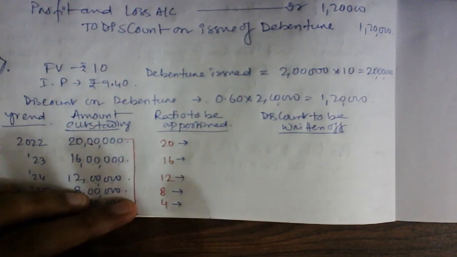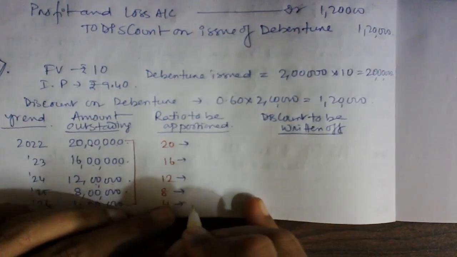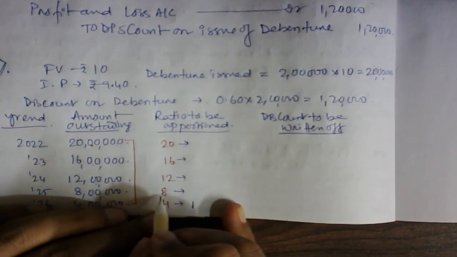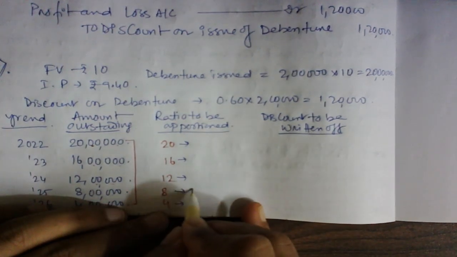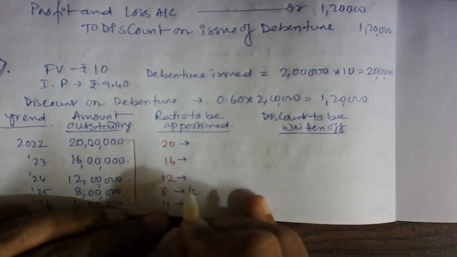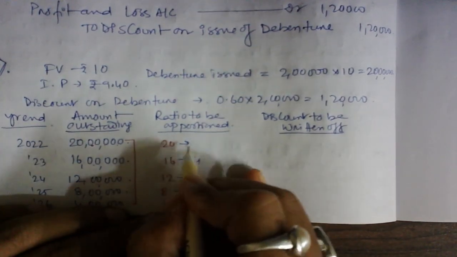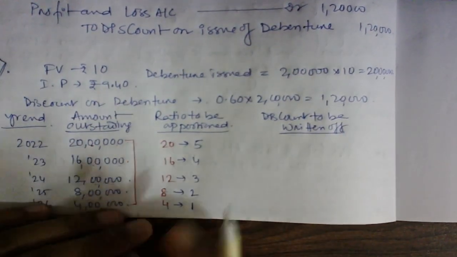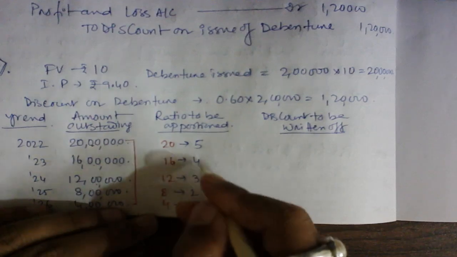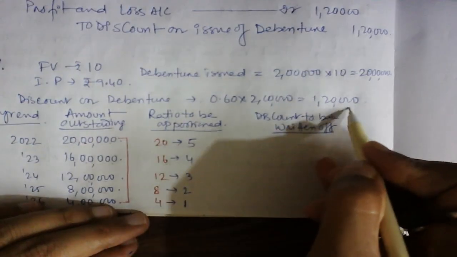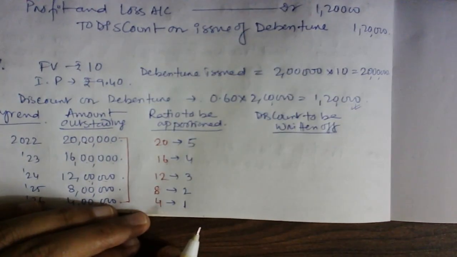Means the common number, the least common number is 4. So you can say it's 1. And to get 8, you have to multiply with 2. To get 12, you have to multiply with 3. To get 16, you have to multiply with 4. To get 20, you have to multiply with 5. So it is a ratio in which you have to apportion this 1,20,000 debenture each and every year.